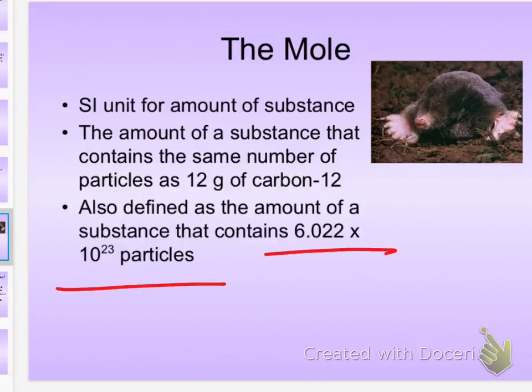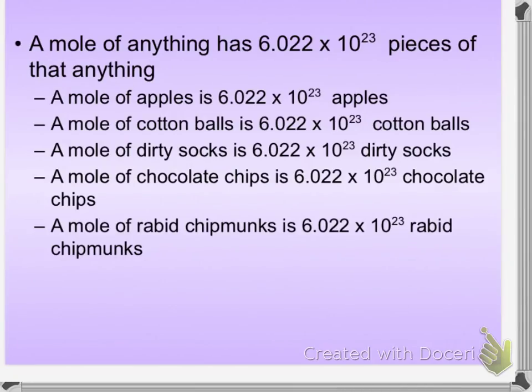Now, what are those particles? Typically here we're talking about atoms. As we move on into compounds, we will talk about formula units or molecules. But for right now, because we don't know about those things yet, we're just talking about atoms. 6.022 times 10 to the 23rd of anything is a mole of that thing, just like 12 of anything is a dozen of that thing. Same idea. It is the amount of a substance.